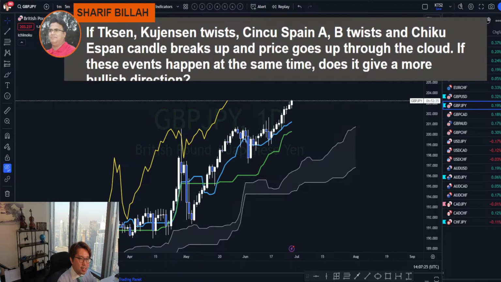Sharif says, if Tenkan-sen, Kijun-sen twist, Chikou span, AB twist, and Chikou span candle break up and the price goes up through the cloud, if these events happen at the same time, does it give a more bullish direction? Yes, that's exactly right.